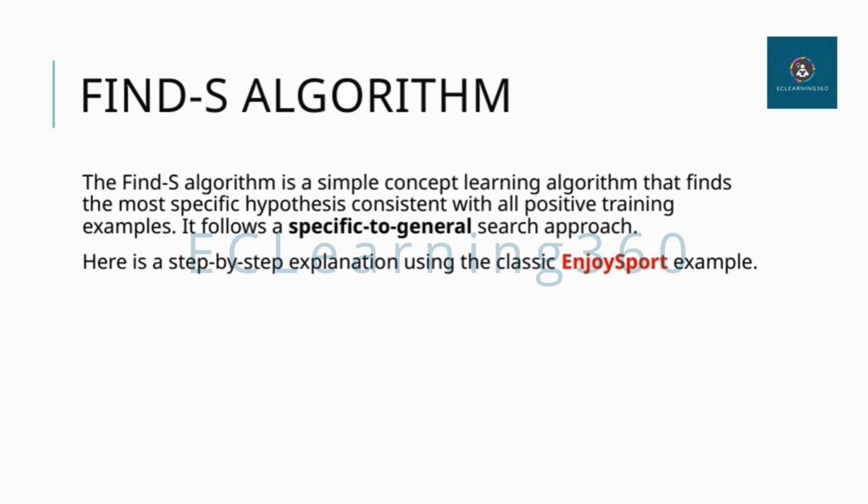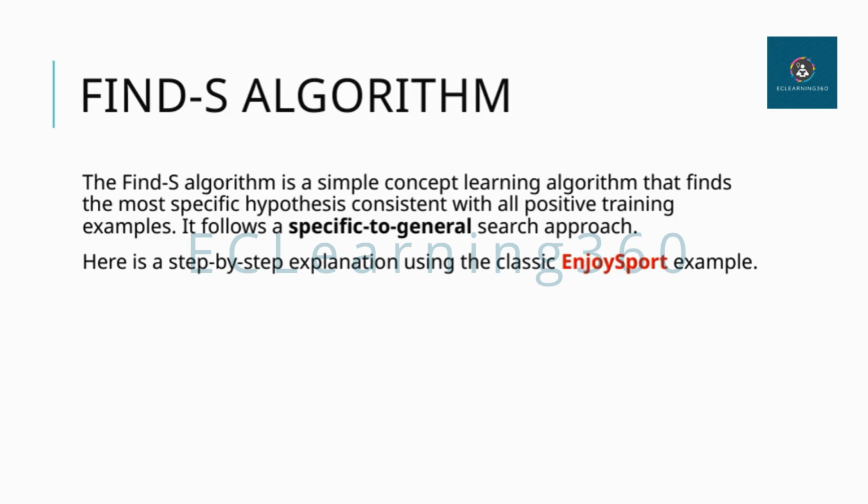Let's take a closer look at the FindS algorithm. This is a pretty straightforward concept learning method that helps us find the most specific hypothesis that still fits all the positive training examples we have. Essentially, it starts with the most specific hypothesis possible and then generalizes only when necessary to accommodate positive examples. What's important here is that it follows a specific to general search approach. That means it begins with the most restrictive hypothesis and gradually broadens it as needed, rather than starting broad and narrowing down.